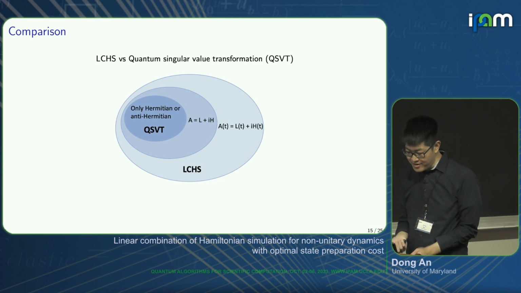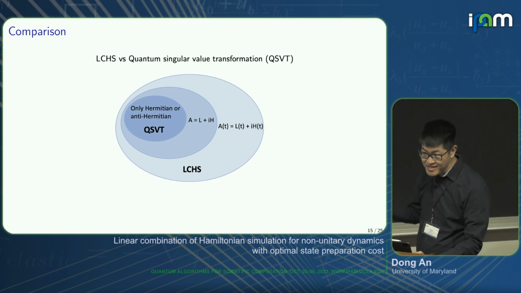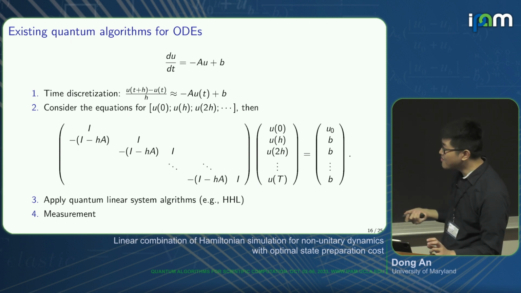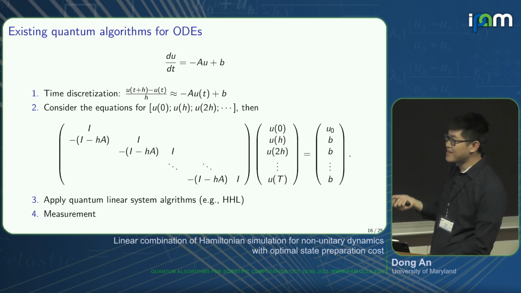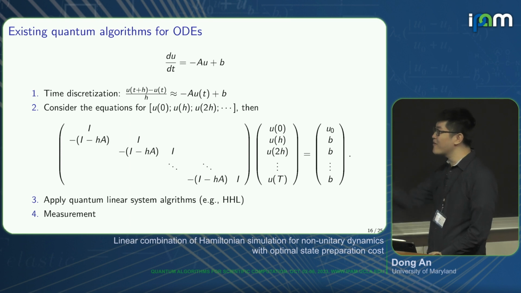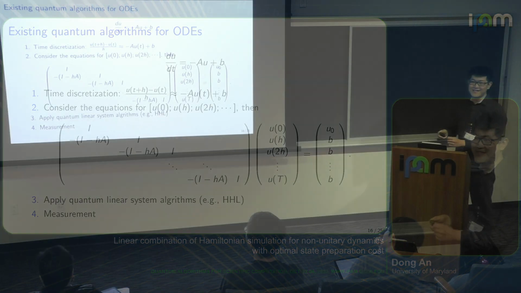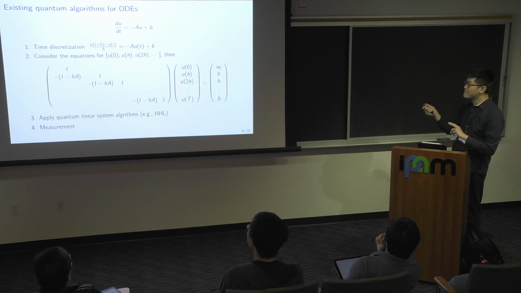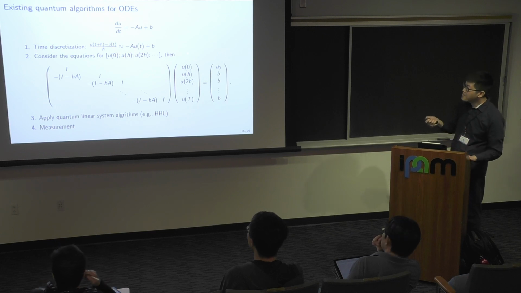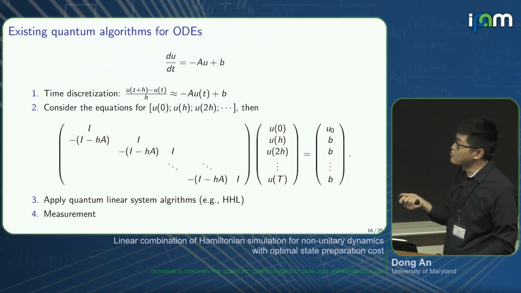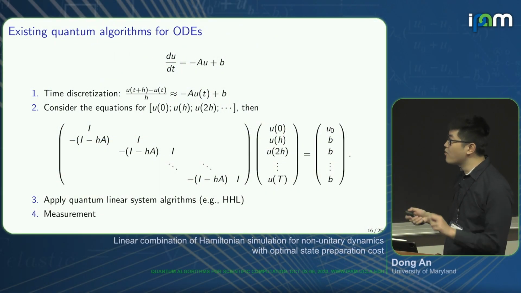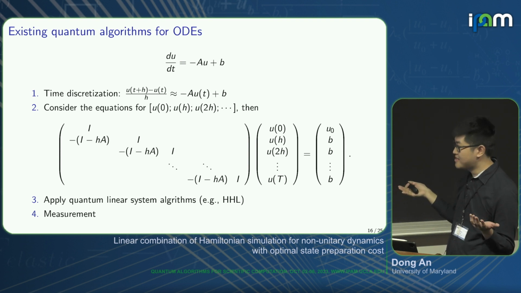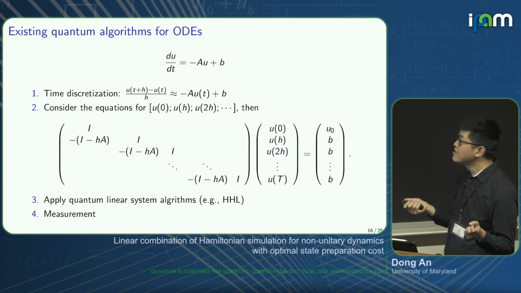The second comparison I want to make is with many existing differential equation algorithms. Before that, I want to briefly go through this. Probably Dee will talk more on this in the afternoon session, but I want to give a little preview. Many existing quantum algorithms for ODE are based on a general approach: they first do time discretization, for example here I'm just using the simplest forward Euler. After that, I transfer the differential equation into a large linear system.